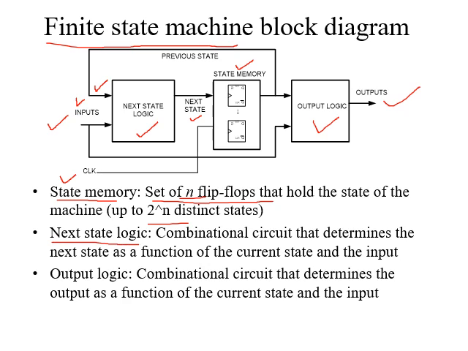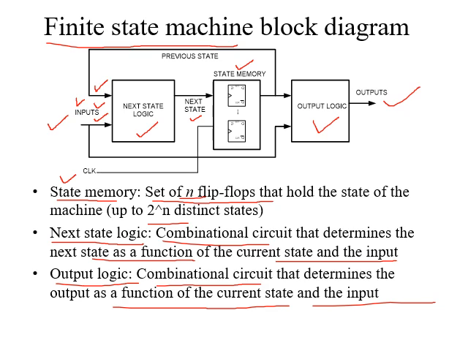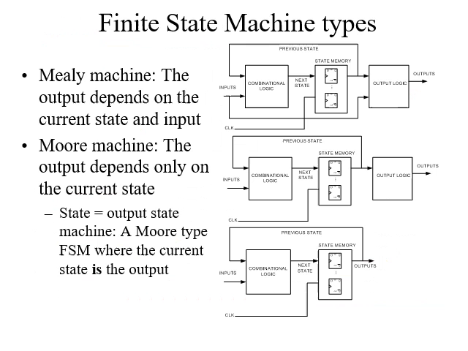What is the next state logic block? It is a combinational circuit which will determine the next state as a function of the current state and the input. So input is going from here and the current state is coming from this part through a feedback. Next we have output logic block. It is also a combinational circuit which determines the output as a function of the current state and the input. So the current state and the input are fed to the output logic and we get the output value. So this is the basic block diagram.